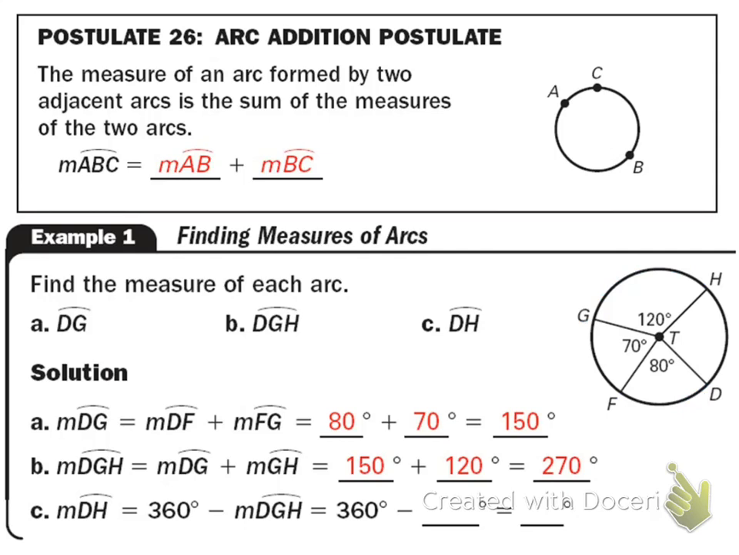Now let's look at our last one. Arc DH. Arc DH would be an arc that starts at D and ends at H. So it's the remainder of the circle. We already know that from D to G around to H, arc DGH, we have found was a total measure of 270 degrees. We want the remainder of the circle, DH. So we want the entire circle, 360, minus the 270 degrees that was arc DGH, to find arc DH, 90 degrees.